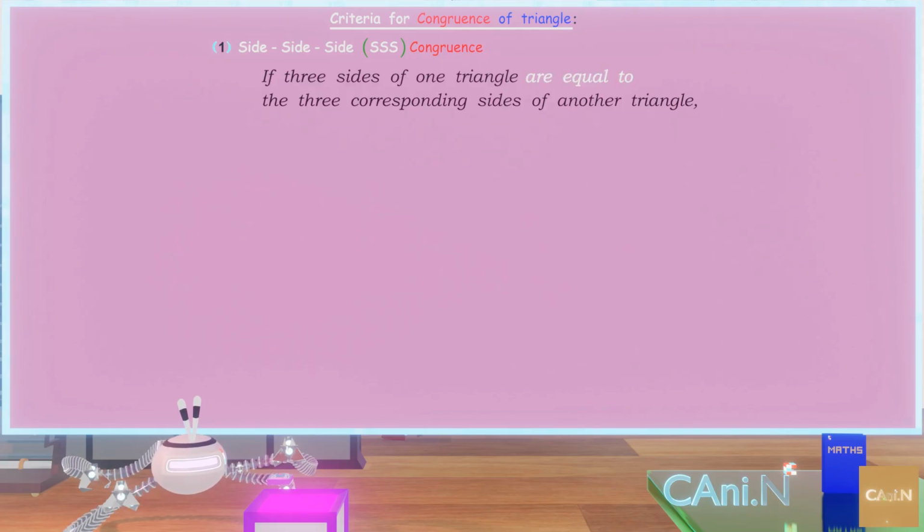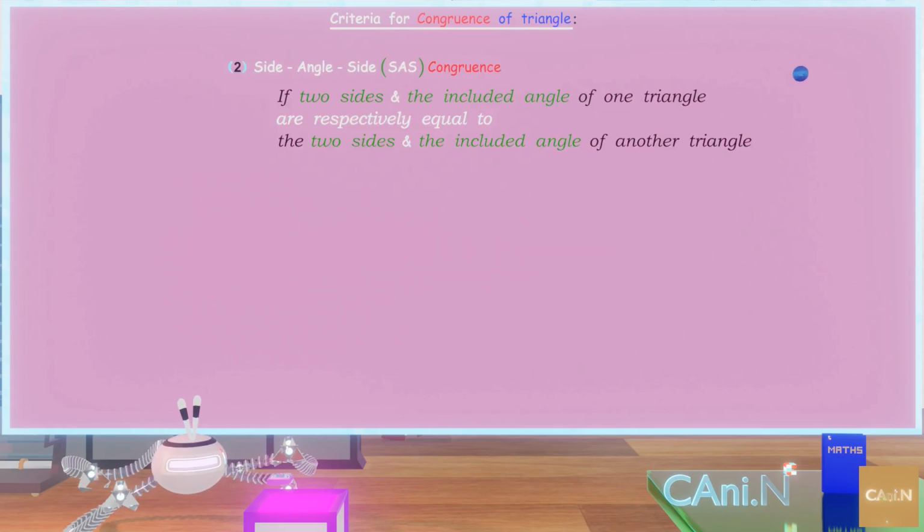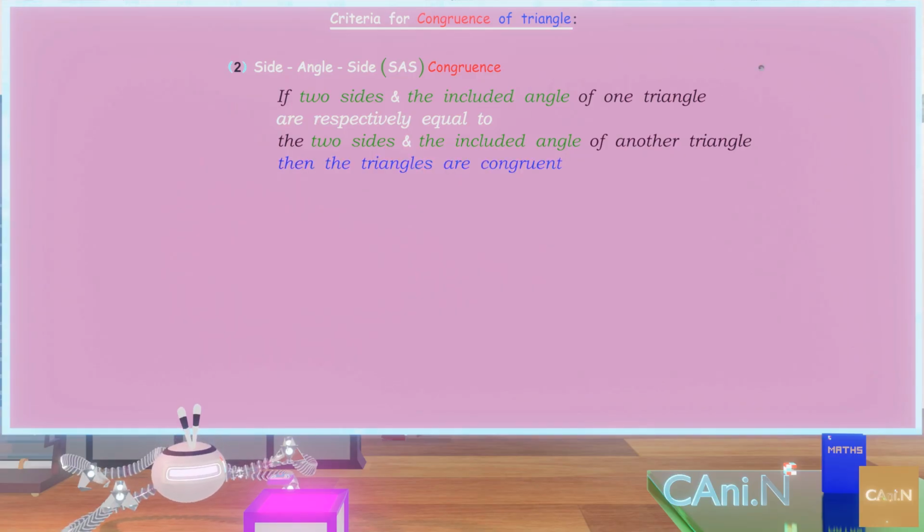Criteria for congruence of triangles. Side-side-side congruence: if three sides of one triangle are equal to the three corresponding sides of another triangle, then the triangles are congruent. Side-angle-side congruence: if two sides and the included angle of one triangle are respectively equal to the two sides and the included angle of another triangle, then the triangles are congruent.